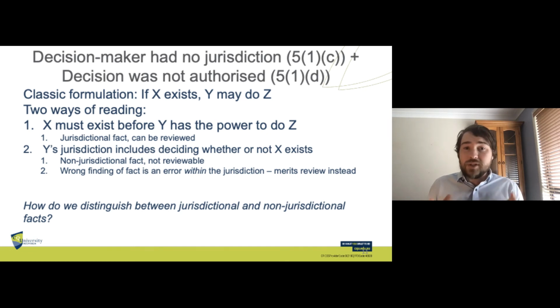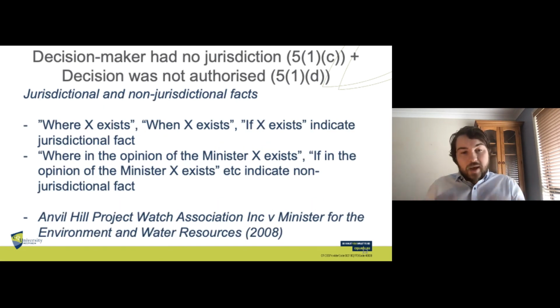So the burning question then is, how do we distinguish between jurisdictional and non-jurisdictional facts? How do we know that a particular power gives the decision maker the power to decide whether X exists or not? The way that we distinguish between the two is to look at the legislation itself. And as a general rule, if the language is expressed in terms of where X exists or when X exists or if X exists, that would tell us that it's a jurisdictional fact.